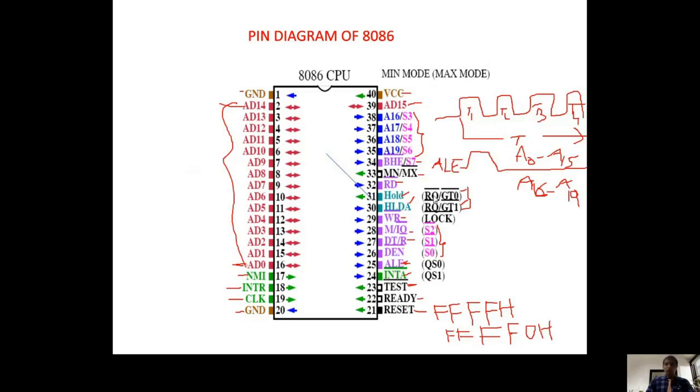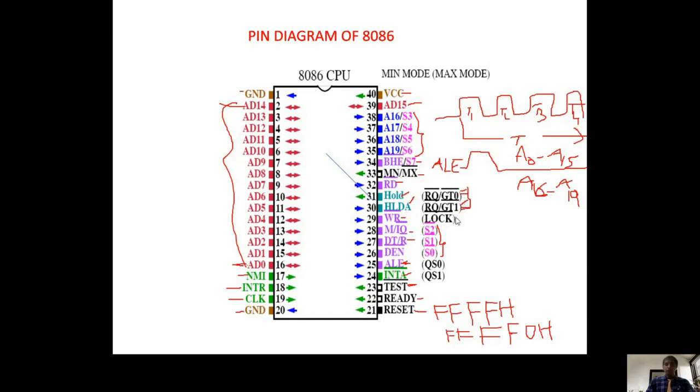But in these two, RQ bar by GT0 bar has higher priority than RQ bar by GT1 bar. That means if any master requests the processor with this pin, it has higher priority than this one. The processor will give the grant to this master first, then later to the other master. Like that we have two request and grant signals. Request is an input, and grant is an output from the processor. Similarly here also it is the same. So these two pins are used only for accessing the processor system bus.